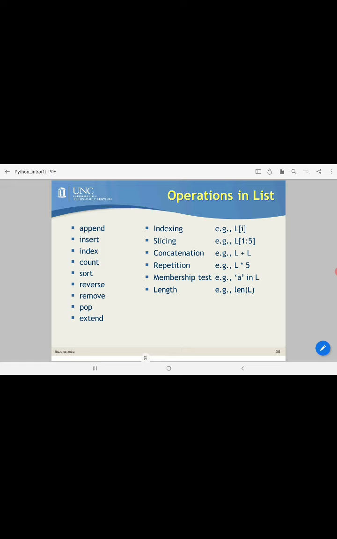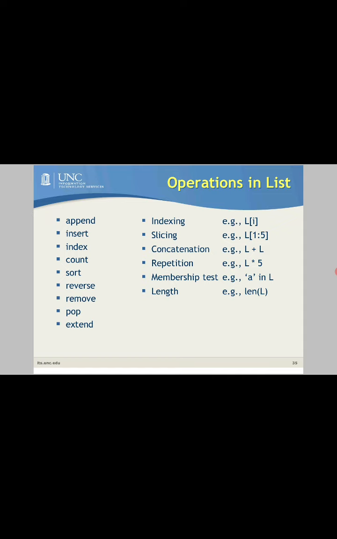So what are the different operations? These are the different types of operations applied on the list: append, insert, index, count, sort, reverse, remove, pop, extend, indexing, slicing, concatenation, replication, like that, length. So append means to simply append or insert some value at the end. Insert means to insert some value within the list at a given position, and index means to find out the index of some value in the list.